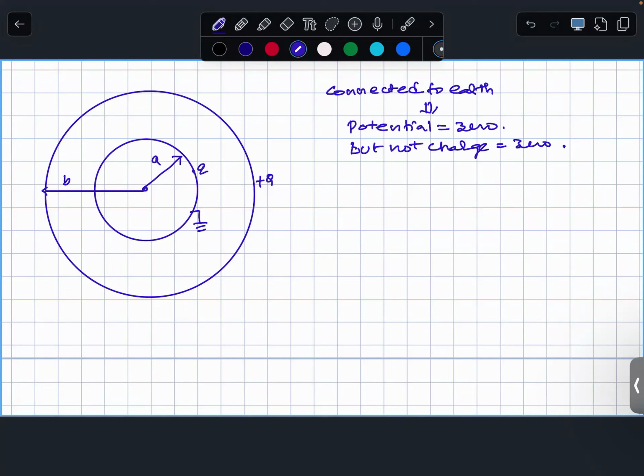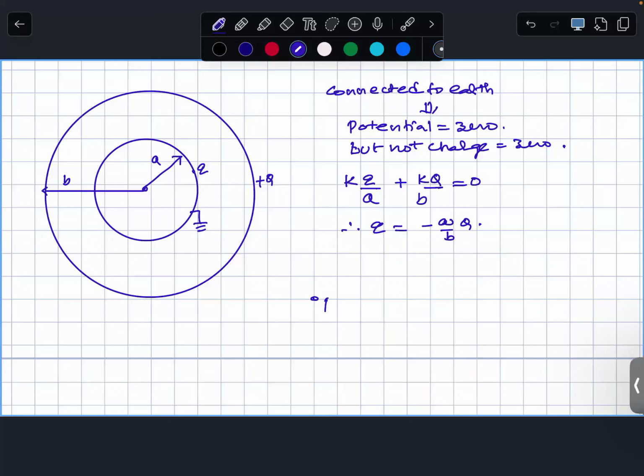A lot of people have this confusion in mind. Connecting it to Earth means potential as well as charge 0. If it is an isolated plate, it has some charge. You connect it to Earth, the entire charge is lost undoubtedly, and the potential is 0. But in this case, it is not that situation. And not only that, in this case, KQ by A plus KQ by B is the potential at the point inside, 0. So therefore, Q will take the form minus A by B.